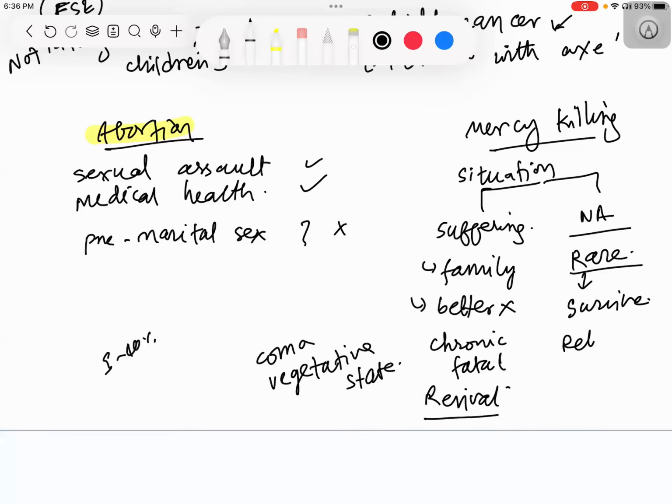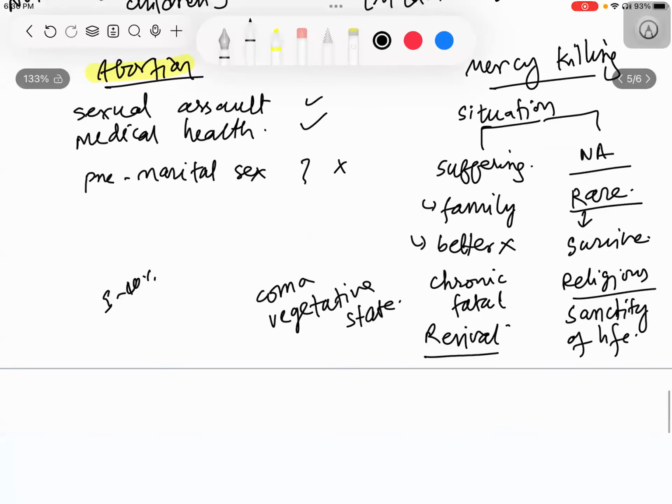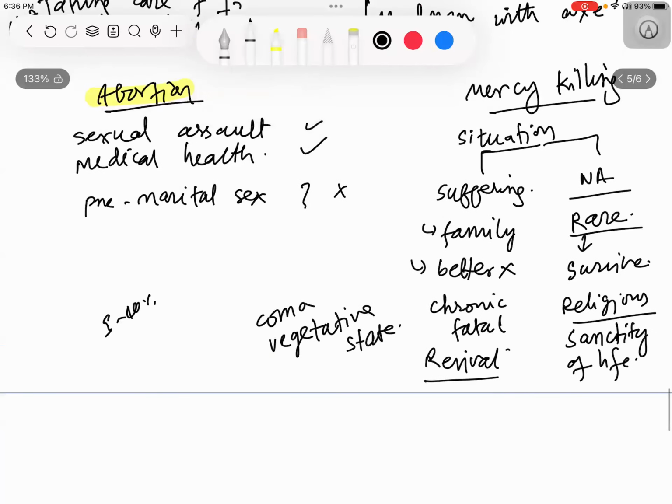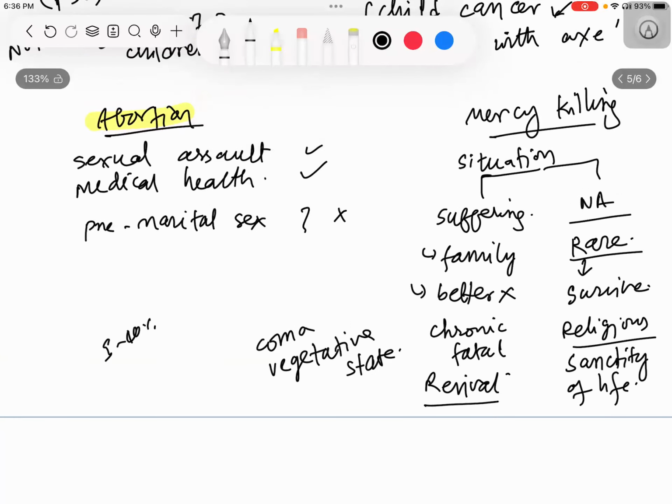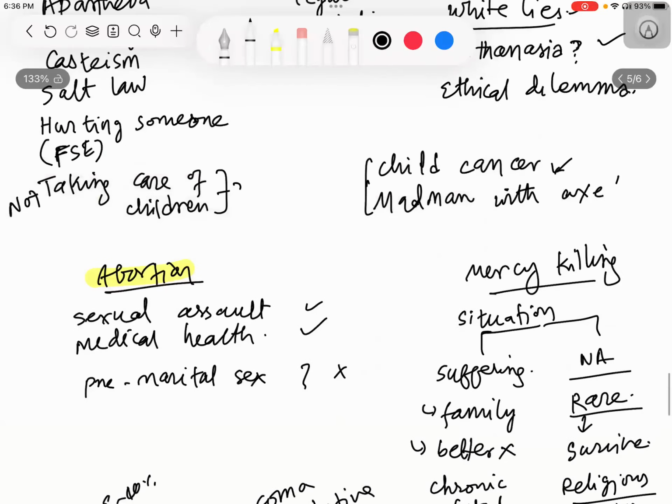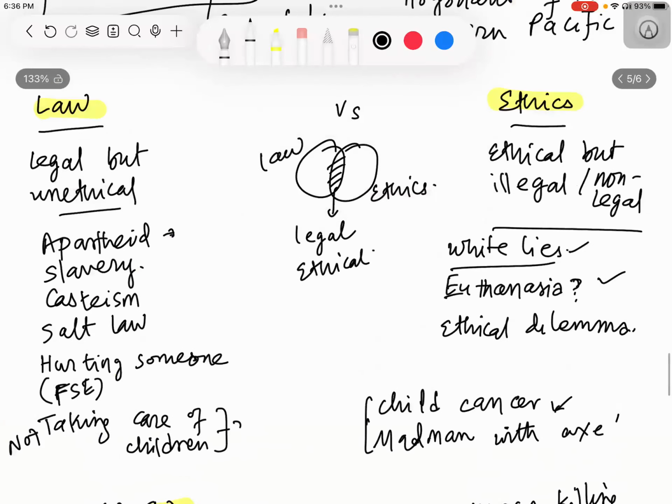Then someone will give a religious or spiritual point of view, sanctity of life, that is most important, that whatever the situation, the person should stay alive. If a person dies naturally, that is a different matter, but we will not kill the person, right? So depending on the situation we can say that okay, this is ethical or unethical.